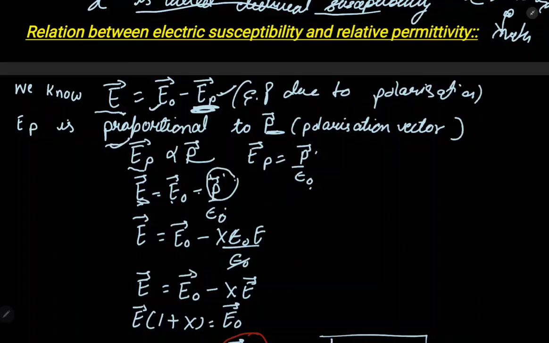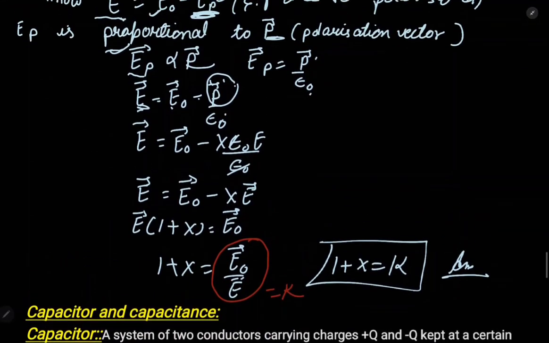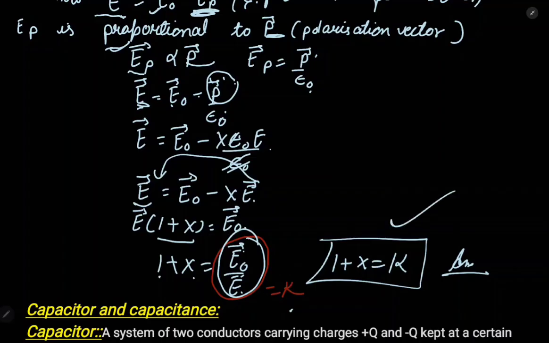I know the value of P from here, so I'll put it as chi epsilon naught E. Epsilon naught cancels out with the epsilon naught, and I'm left with E only. This chi E will go to this side and becomes positive. I'll take E common, and I'm left with 1 plus chi, and here we have E naught. I'll divide E naught by E. So 1 plus chi is equal to E naught by E, and I know that this is equal to the dielectric constant K. So 1 plus chi is equal to the dielectric constant.